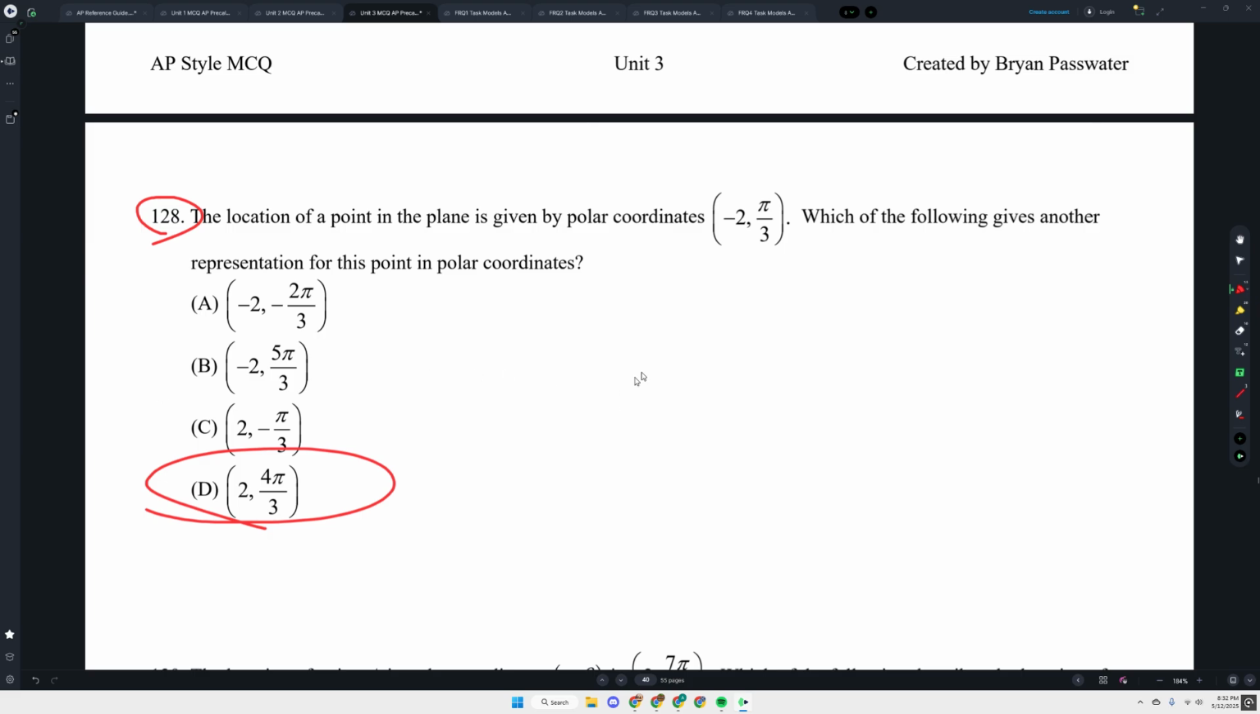The best way to solve this was to graph it. So you would go to pi over 3, which is like around here, and then you would reflect that. So that would be like -2. Because -2, you backtrack through the pole.